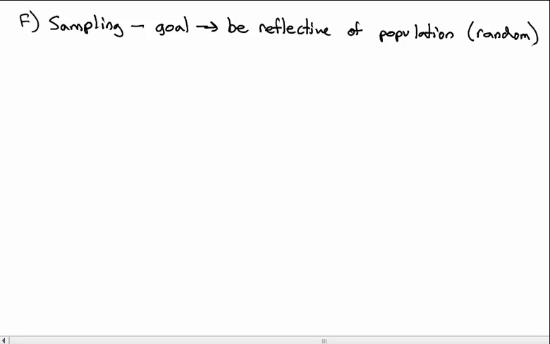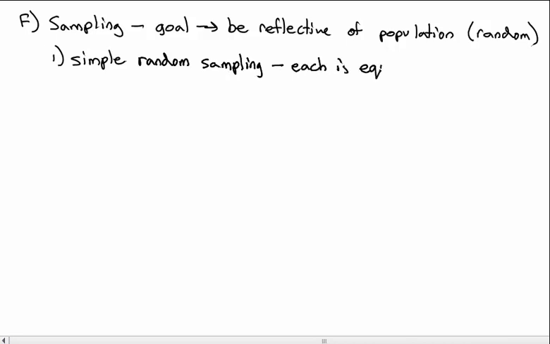So, how do we accomplish random sampling? Well, there's actually quite a few ways that we can go about collecting a random sample. Let's say that we're interested in college professors. And we're going to do a study of college professors, and so we need a sample of college professors. We could use what's called simple random sampling. And simple random sampling simply says each is equally likely to be chosen.